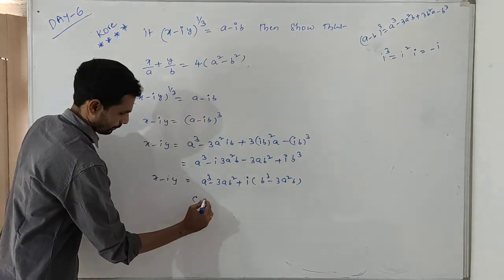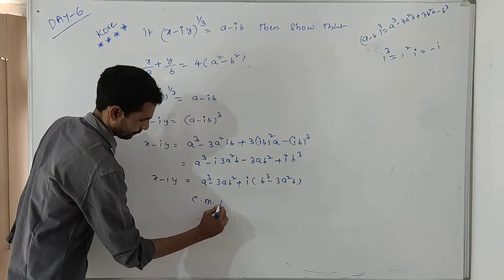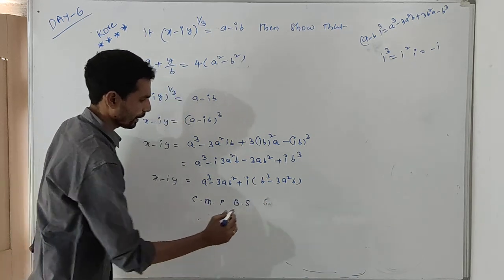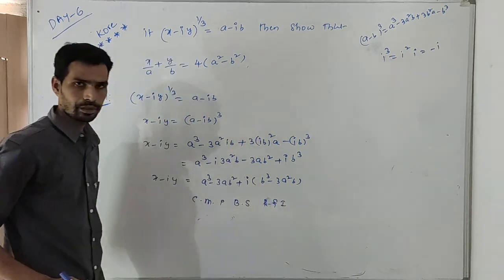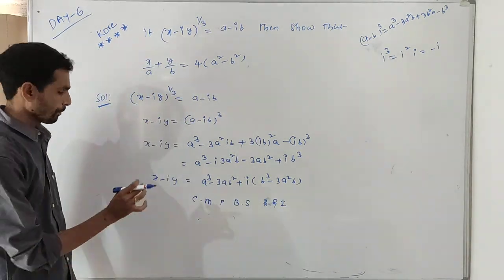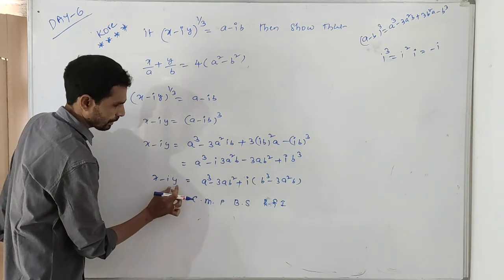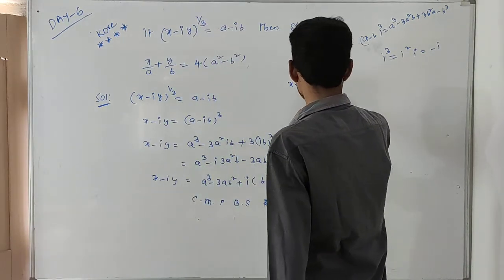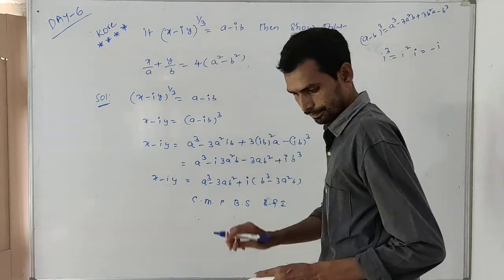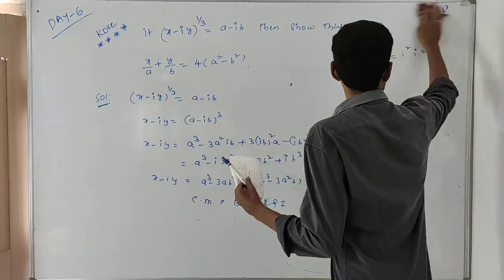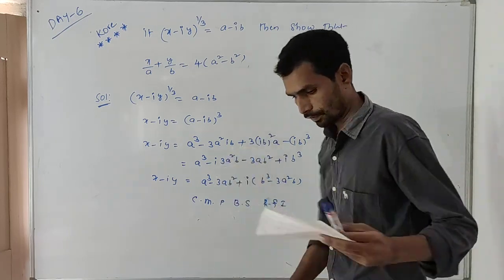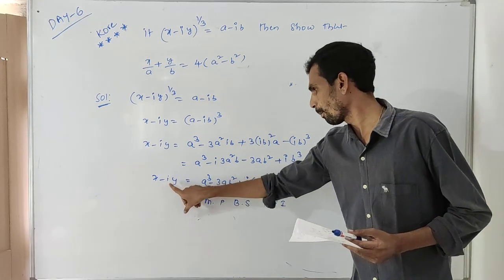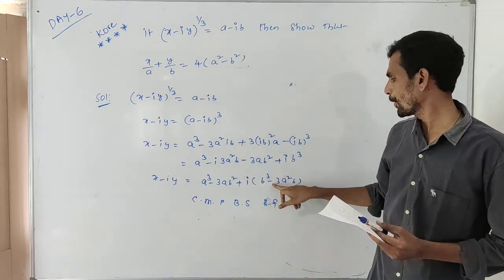Comparing both sides, real and imaginary parts. What is the real part here? x is equal to this one, and minus y is equal to this one. On the LHS the real part is x; on the RHS the real part is a³ − 3ab². On the LHS the imaginary part is −y; on the RHS the imaginary part is b³ − 3a²b.